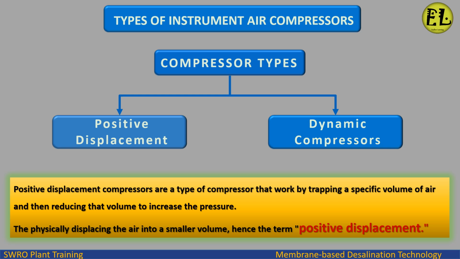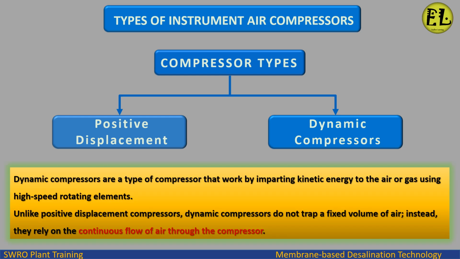Positive displacement compressors are a type of compressor that work by trapping a specific volume of air and then reducing that volume to increase the pressure. Physically displacing the air into a smaller volume, hence the term positive displacement.